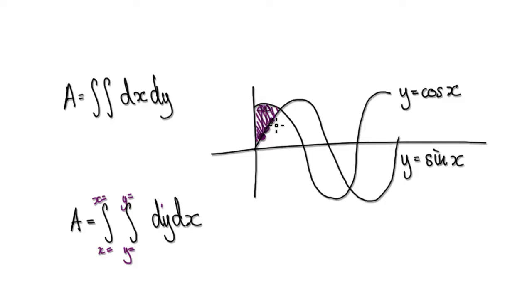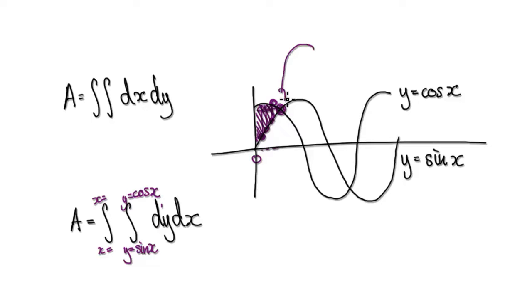We start at the sine graph, because this is the sine graph. And then we stop at the cosine graph. And then we are scanning from 0 to the intersection of the two.